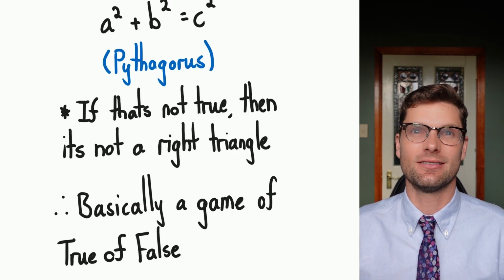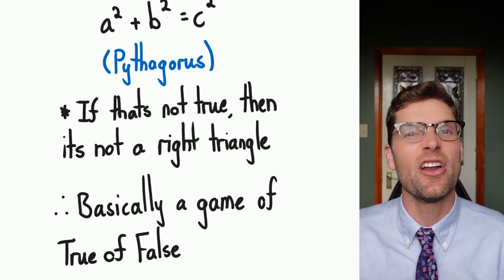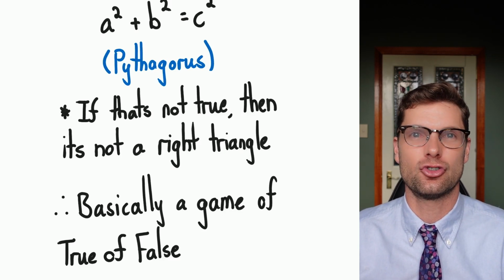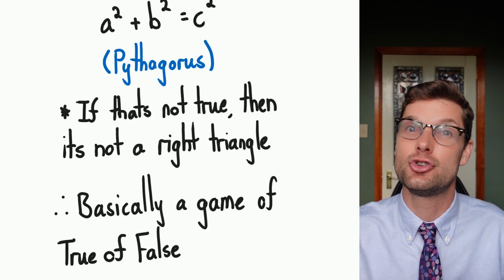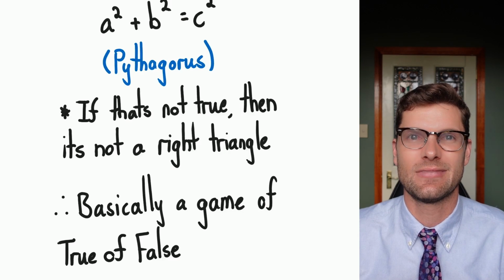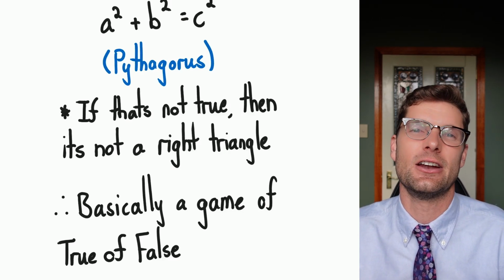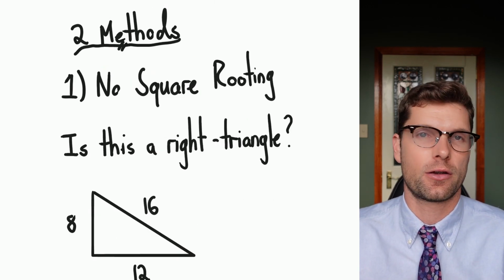By that logic, if this does not work, if a squared plus b squared does not equal c squared, we know for a fact that it is not a right angled triangle. So basically this becomes a game of true or false. Do the squares of these two numbers equal the square of the other one? If you can work that out, you can always show or justify that a triangle is or isn't right angled.